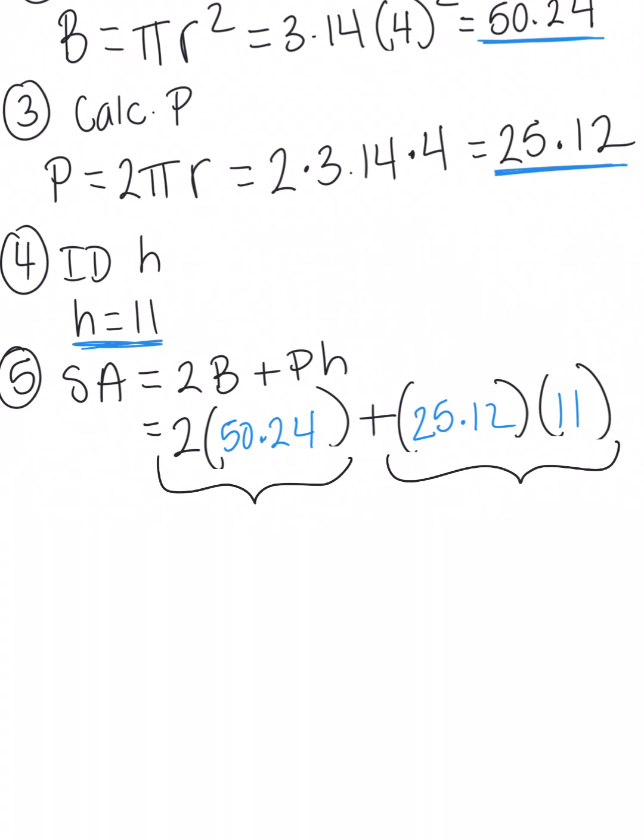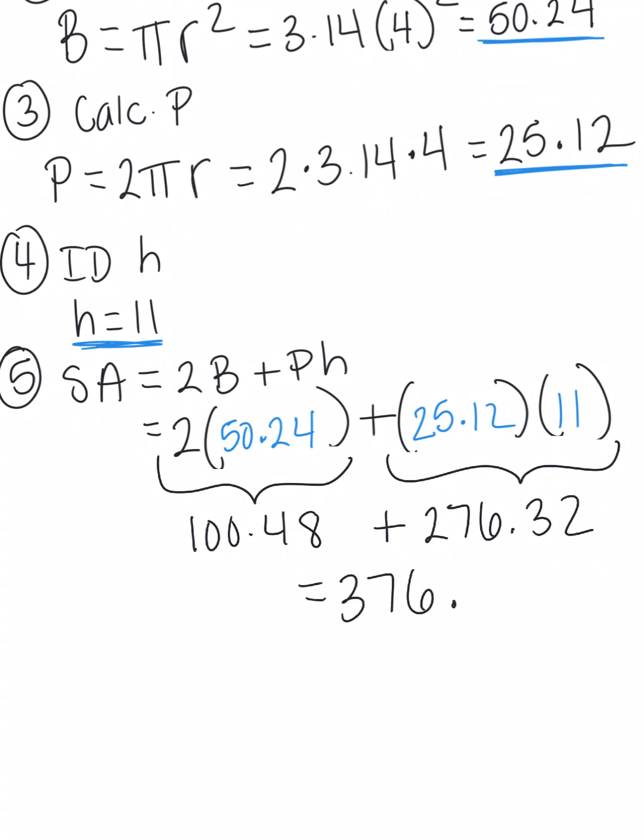So 2 times 50.24, that's going to give me 100.48. 25.12 times 11 is going to give me 276.32. When I add those together, I get 376.8, and that is in miles. But we want to square it because it is a surface area. So again, anytime you hear area, go ahead and square those units.